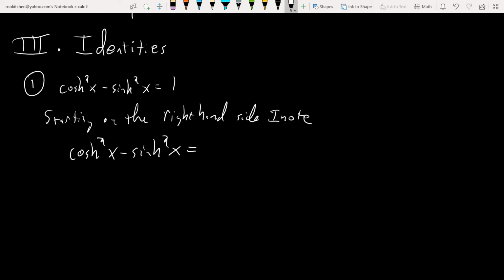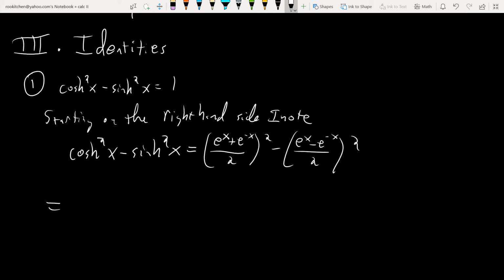So we can rewrite these using the original definitions. Squared minus, and I'm going to have to FOIL that top part out. Okay, so e to the x plus e to the negative x squared is the same as e to the x plus e to the negative x times e to the x plus e to the negative x all over 4 minus this thing squared.